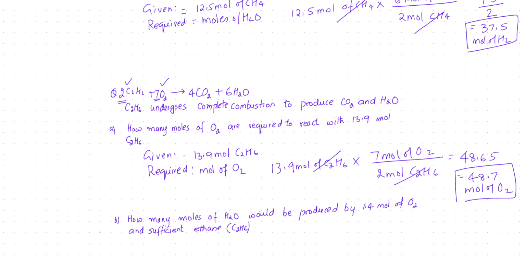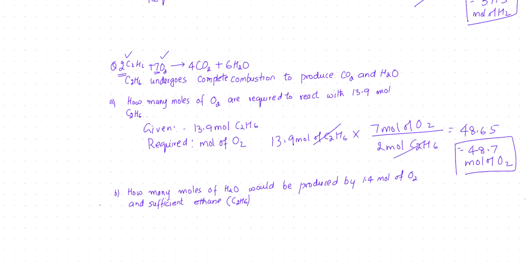Next, B part: how many moles of water will be produced by 1.5 moles of oxygen and sufficient ethane? So first we write what is given. Given is 1.5 moles of oxygen, and required is how many moles of water. We have to find moles of water. So now they are comparing water and oxygen. So in the mole ratio, we'll take the ratio of water and oxygen.